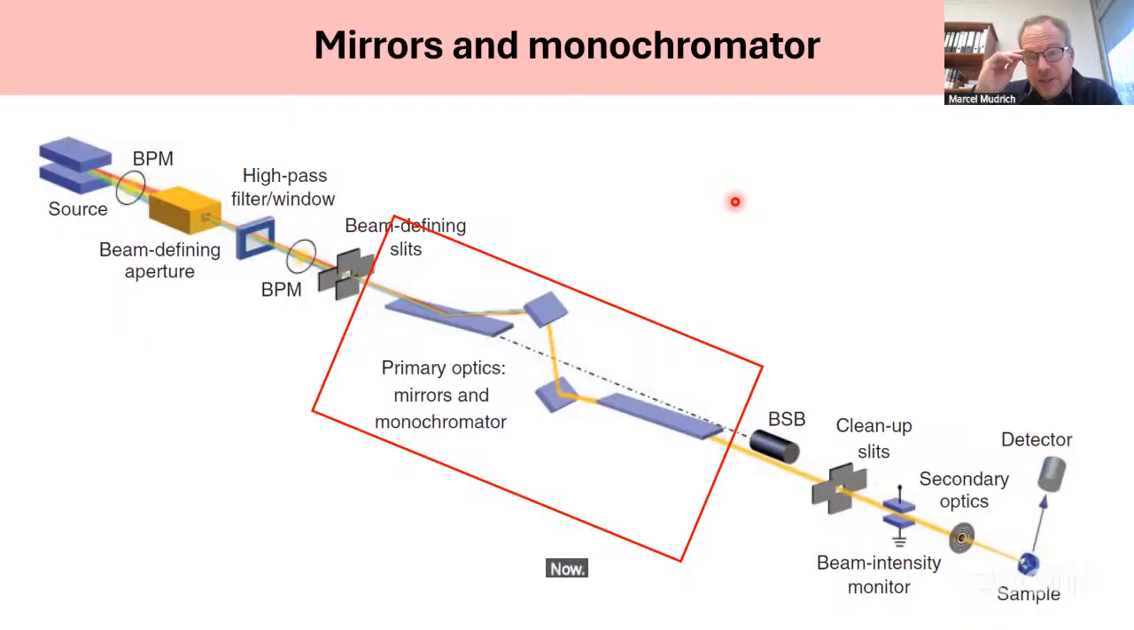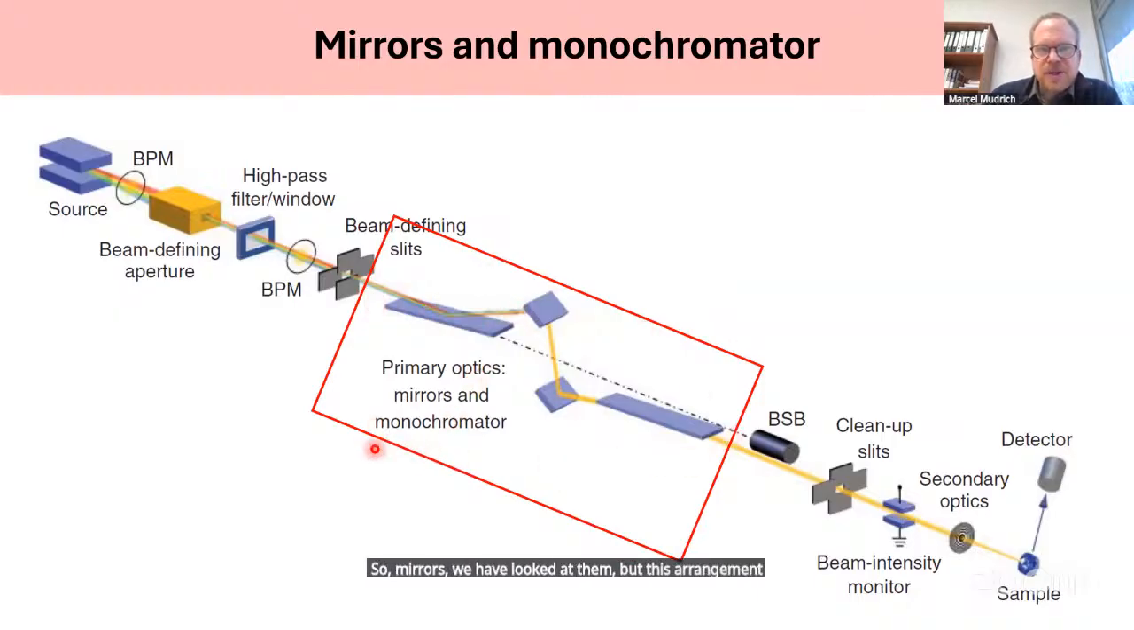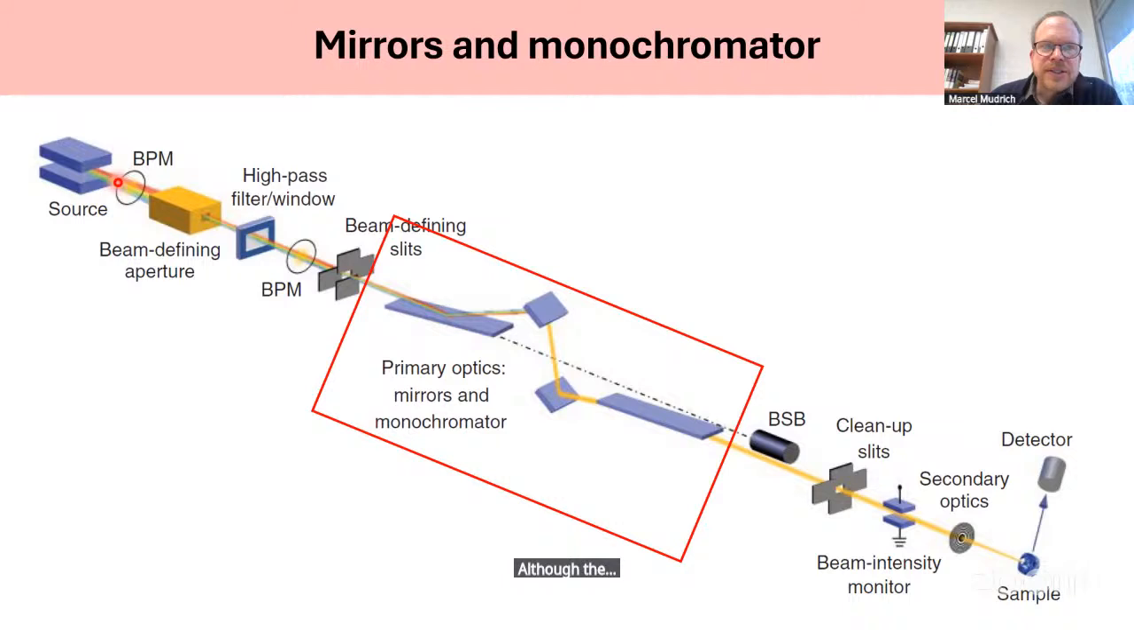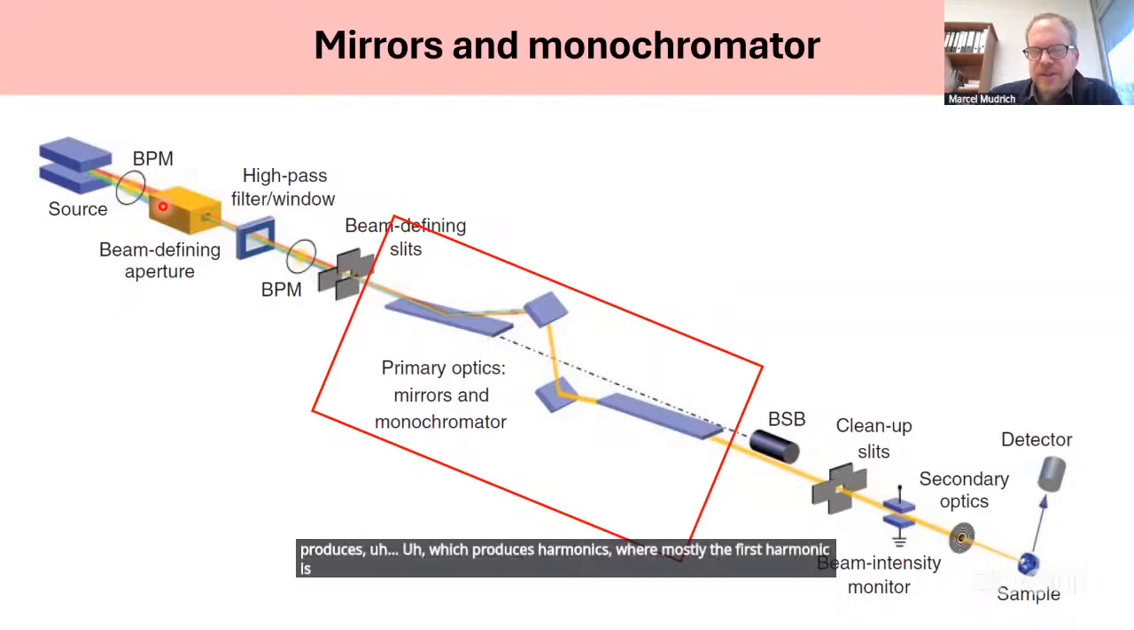Now, the last thing I wanted to look at in more detail is mirrors. We have looked at them, but this arrangement here is called a monochromator. Monochromators are needed in synchrotron beamlines because although the undulator spectrum has quite narrow peaks, remember that in the undulator there's interference happening, which produces harmonics, where mostly the first harmonic is the most intense, then the second harmonic was very weak, there was a third harmonic, and so on.